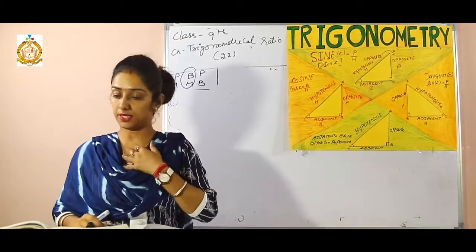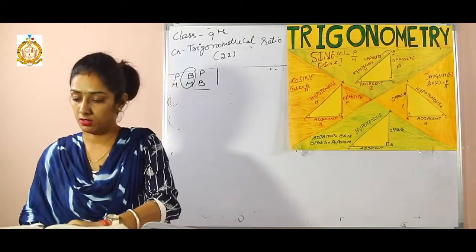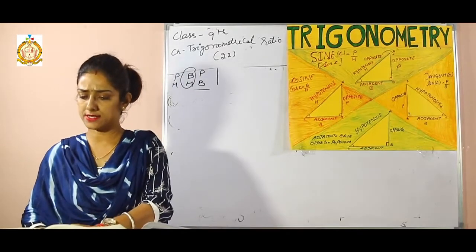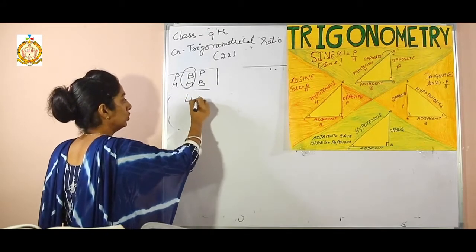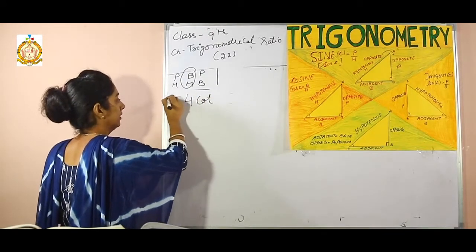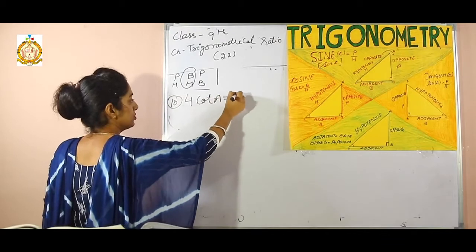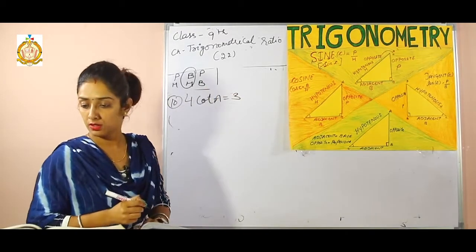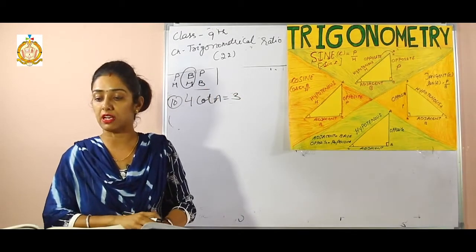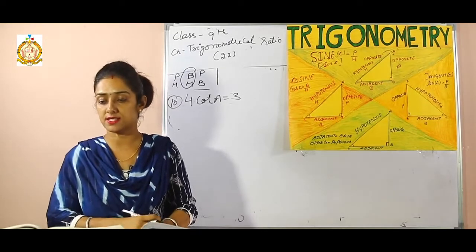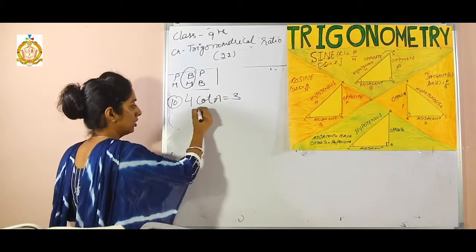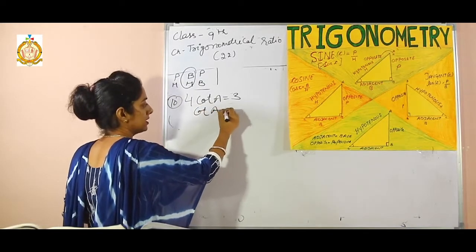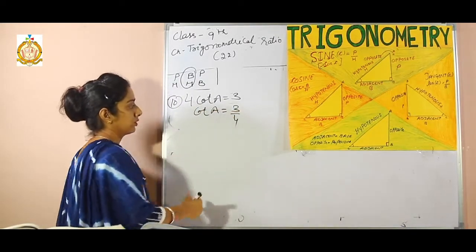See question number 13. First of all, let's do question number 10. Given that 4 cot A is equal to 3, find the value of sin A, secant A and cosecant A. Now first of all, cot A is equal to 3 over 4.